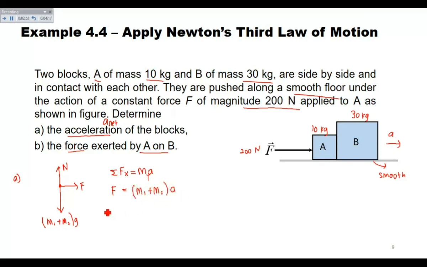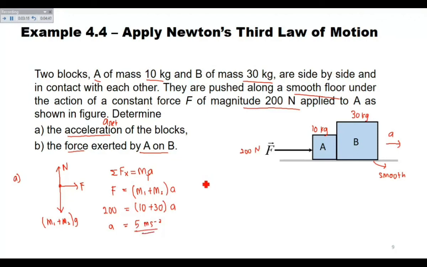times with the acceleration. So, 200 equals 10 plus 30 times A. So, A will be 5 ms negative 2. Okay. So, both blocks will move at the same acceleration of 5 ms negative 2.